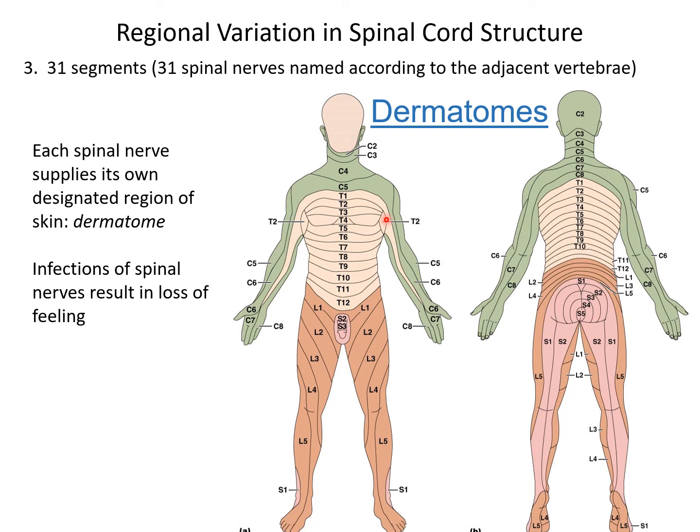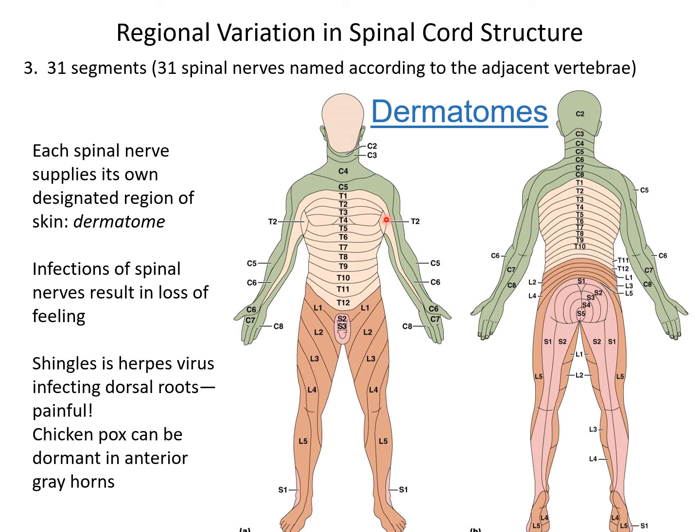This is important because of infections of the spinal nerves or infections of the dorsal roots or part of the spinal cord. If there is some kind of damage, say you're in a car accident and damage your spinal cord, you can figure out exactly where that damage or that infection is located if you lose feeling or have pain or other signs of infection within a certain strip of your skin.